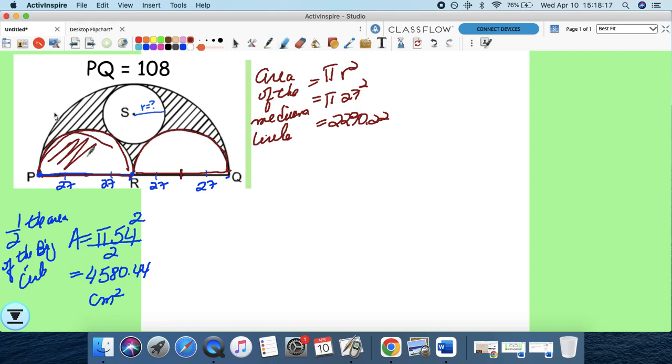Now, our problem here is that I can find the area of the whole circle, but I can't find the area of this guy because I don't have the radius. I can't find the area, so let's find the radius.